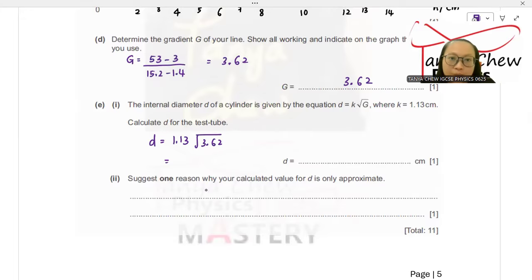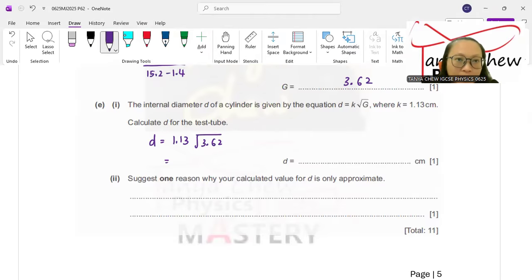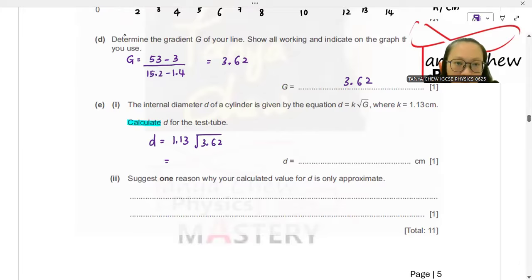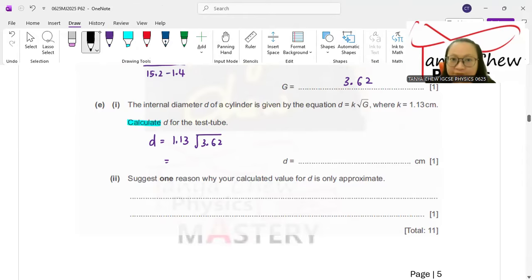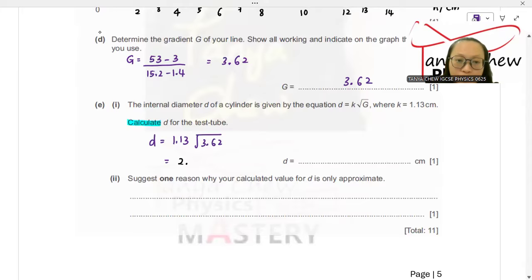I put it in terms of three significant figures. Do you know why? Because see this word, calculate. You see the word calculate, that means you have to follow the significant figures of the values, of the readings that you use to calculate. 1.13, three significant figures. 3.62, three significant figures. So I'm going to put it as 2.15 cm.